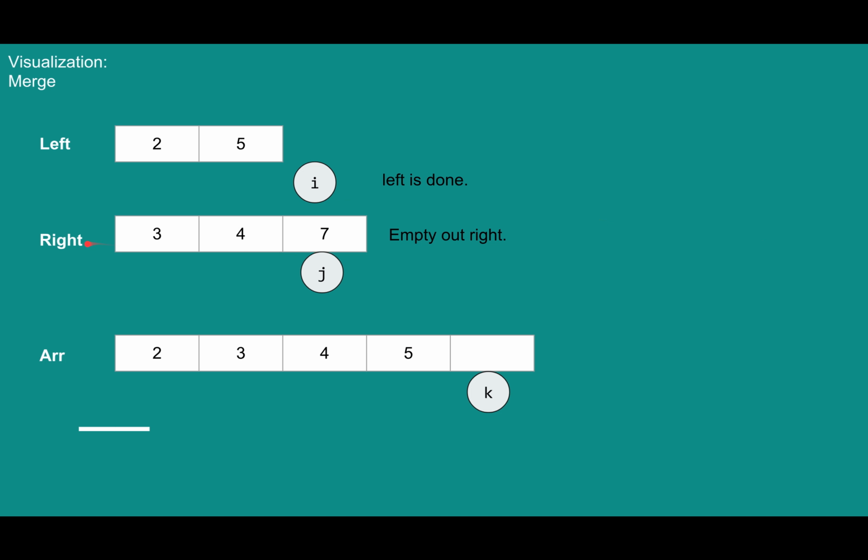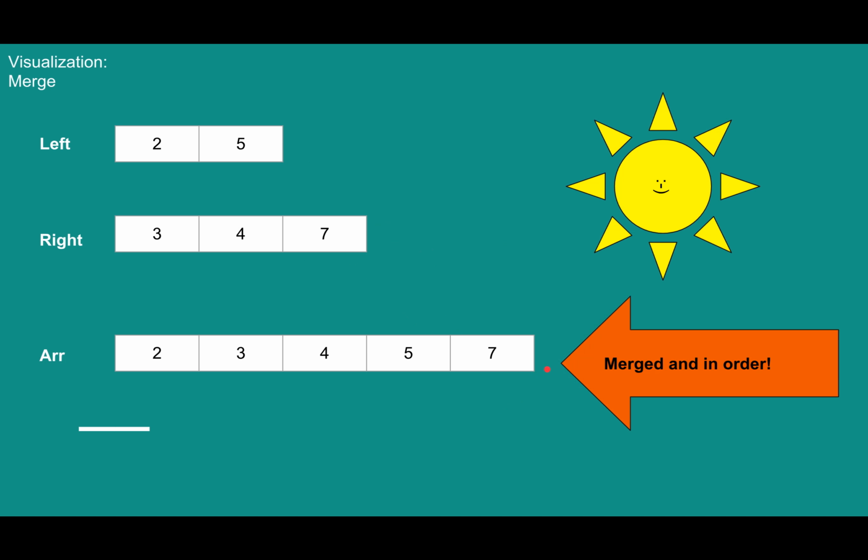Right array should already be in order, so we can just copy them into the final array. So we copy down 7, and then J runs out, K runs out, and look at that, we have our array in its merged final order.